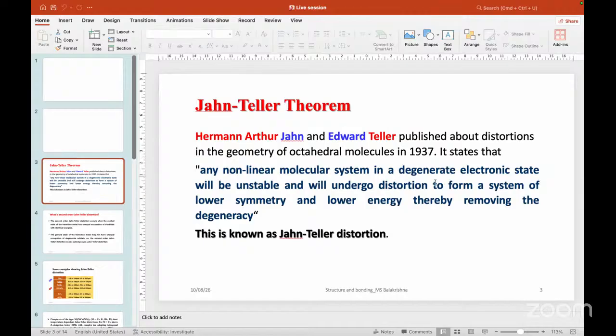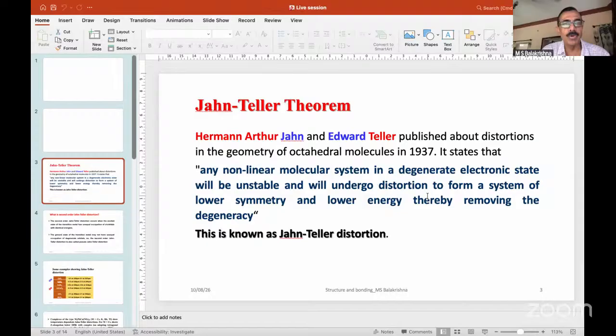Okay. So, yeah, there was a question about Jahn-Teller theorem. Okay, I shall tell you about that one. By definition, you all know what is Jahn-Teller distortion or Jahn-Teller theorem. If you consider an octahedral system and if eg orbitals are unsymmetrically filled, okay, in a better way, let me define that any nonlinear molecular system in a degenerate electronic state will be unstable and will undergo distortion to form a system of lower symmetry and lower energy, thereby removing the degeneracy.